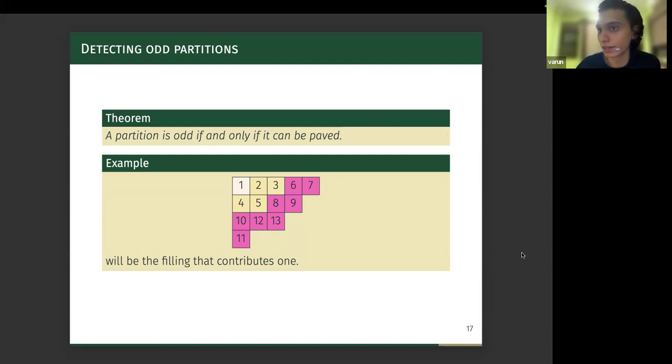And that proves that unless your core is empty, you'll always be able to do this local switch leading to an involution. So now we've shown that a necessary condition for being even is that your core should be empty, which means that you can decompose your partition into dominoes. But that's not a sufficient condition.